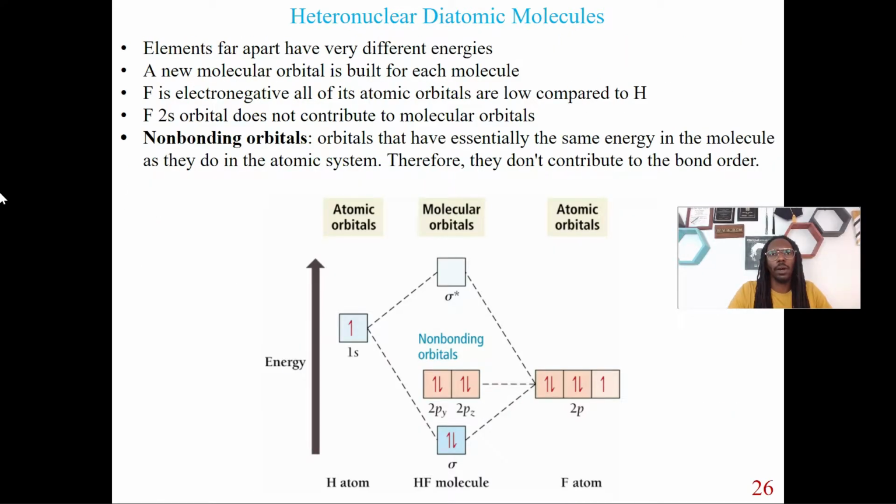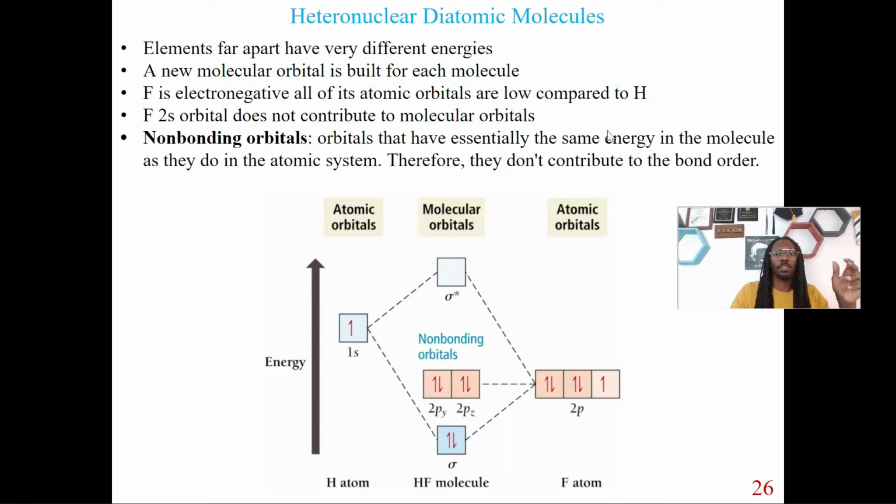When it comes to elements being far apart, you have to do it a little bit differently. They're very different because they're going to have very different energies. Because of this, we're going to have a new type of molecular orbital that will be built. For instance, look at hydrogen and fluorine coming together. Fluorine is super electronegative, actually the most electronegative atom, compared to hydrogen, which is not that electronegative.